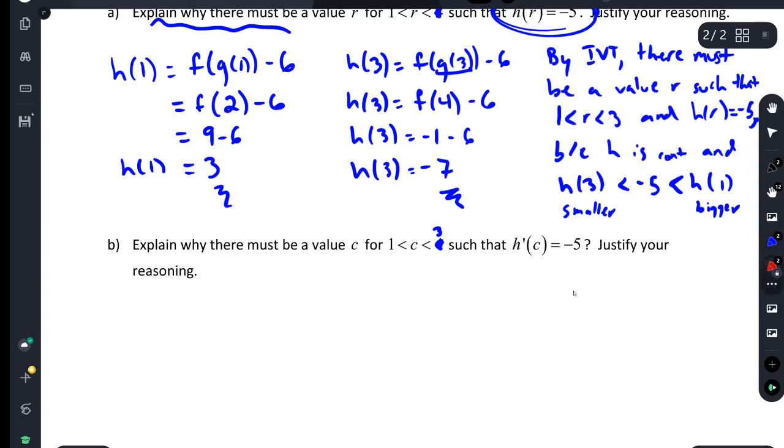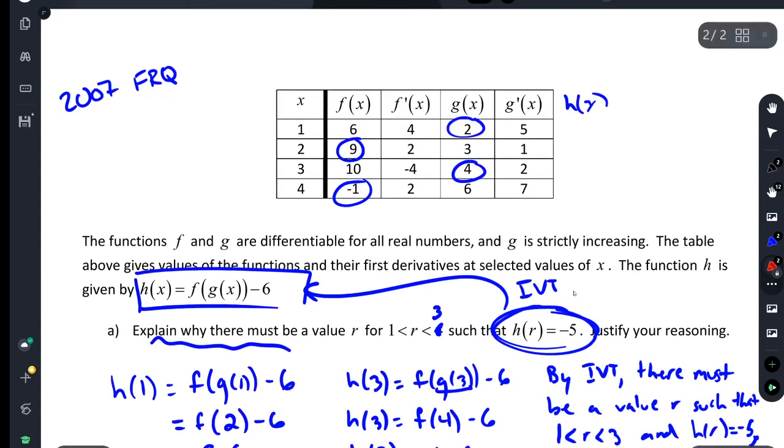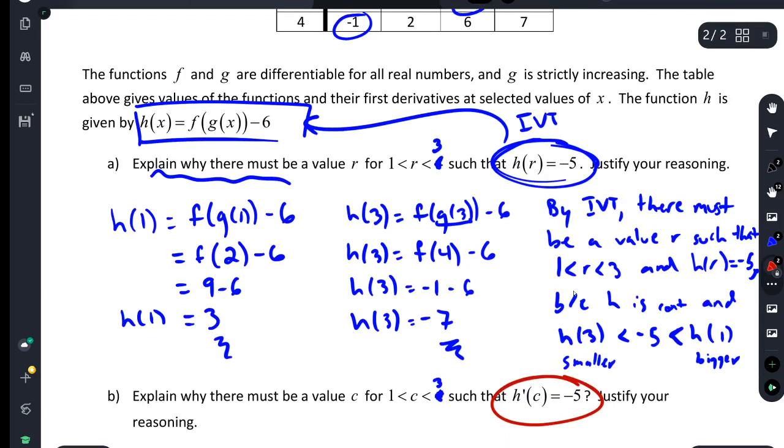Now this time, we want h prime. h prime is not up on the table, and I don't have an h prime graph. I have an h equation. So this is a derivative. When I see derivative, I'm thinking either Rolle's or MVT. Now, if it was equal to 0, I'd be thinking Rolle's. It's equal to a number, so I'm thinking immediately MVT there.